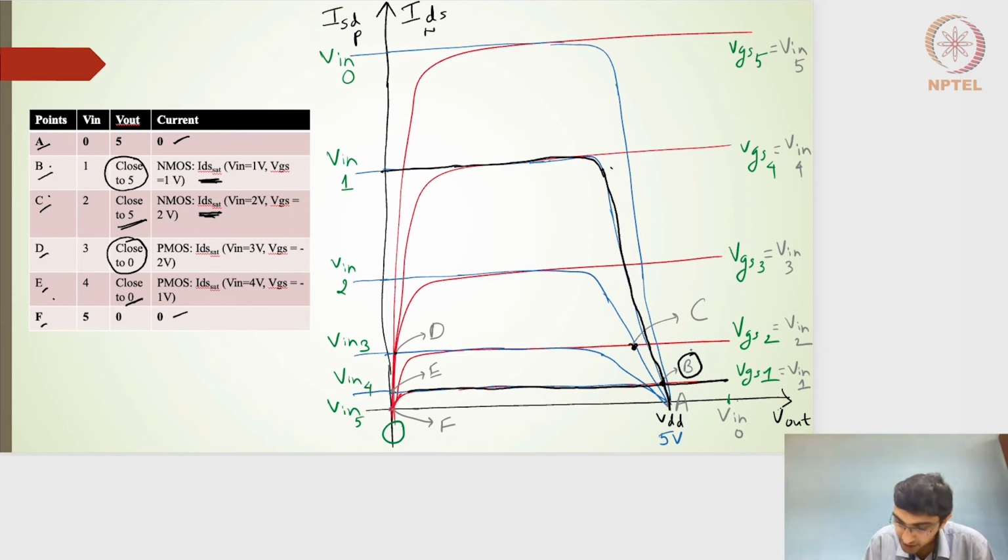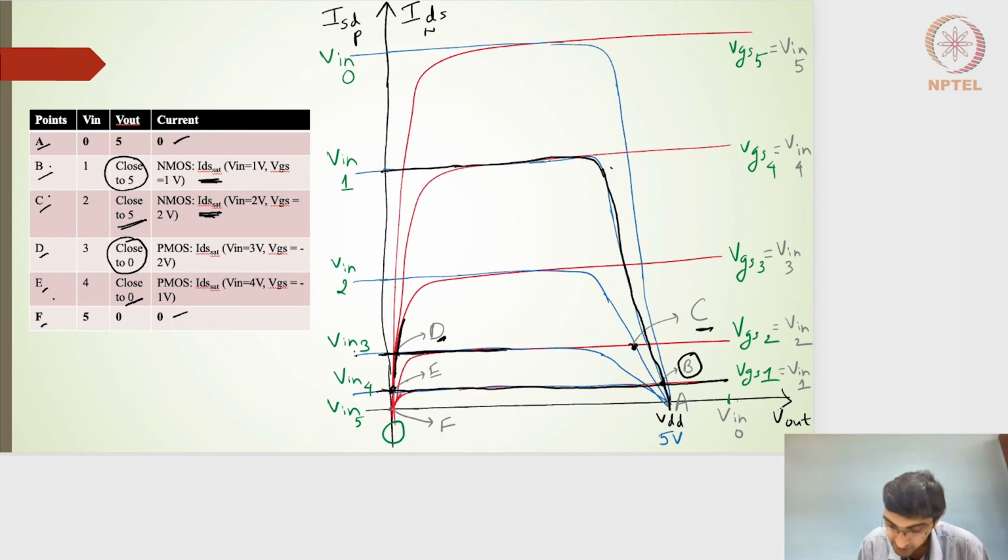Point C is also the same. We have the NMOS saturation current equated with the linear current of the PMOS, and I'll get the point C. Similarly, D is nothing but the PMOS saturation current equated with that of the linear region. D is nothing but V input of 3 here. So this is the linear region of the NMOS and the saturation region of the PMOS. E is also the same: the PMOS saturation region equated with the linear region of the NMOS.